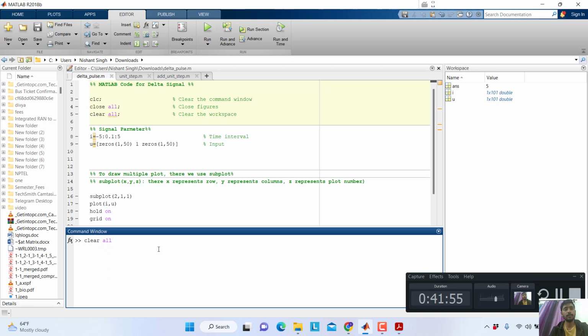So there we are doing that. It clears the workspace, and close all is used to close the previous figures. Whatever we ran in the previous code and got as output, whenever we type close all, the last figures will automatically be closed.